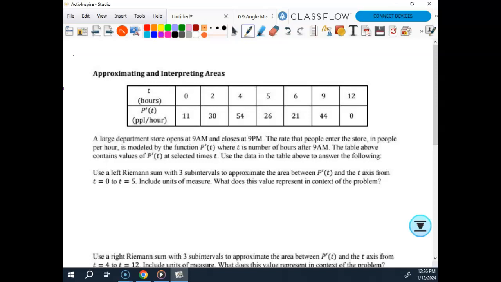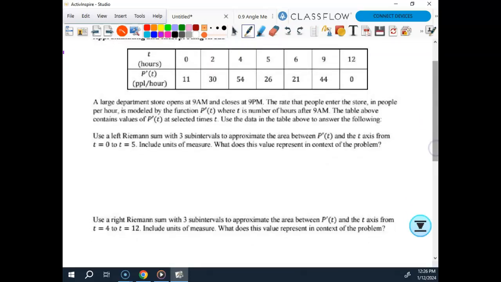We're all good. Okay. So a department store opens at 9 a.m. and closes at 9 p.m. The rate that people enter in people per hour is modeled by this function. And notice that this is p prime of t because, again, the idea is we're going backwards, right? And when we multiply people per hour times hours, what are our units going to be? People. So when we find the area, I know you're like, then we're going to get people. Where t is the number of hours after 9 a.m. The table above contains values of p prime of t at selected times of t.